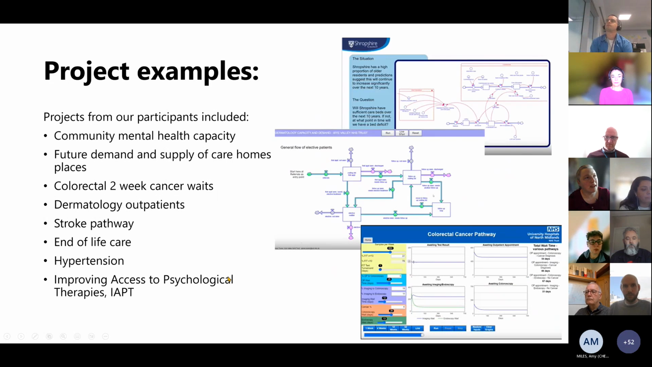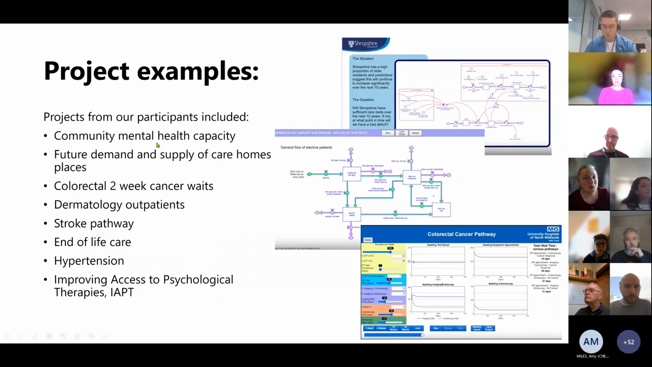And so we had 14 participants, 12 of which were recruited to participate in the course, and 2 others were observers who are involved in the course, but their licenses weren't bought by the funding. So the projects include a whole range of topics. Some of them changed along the way as well.